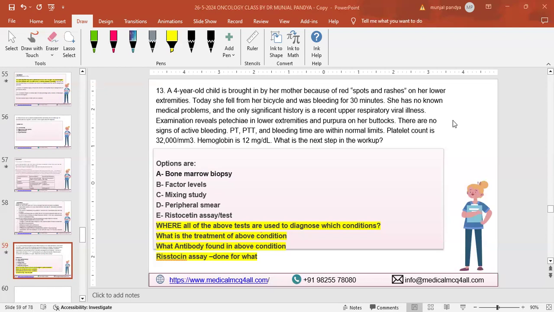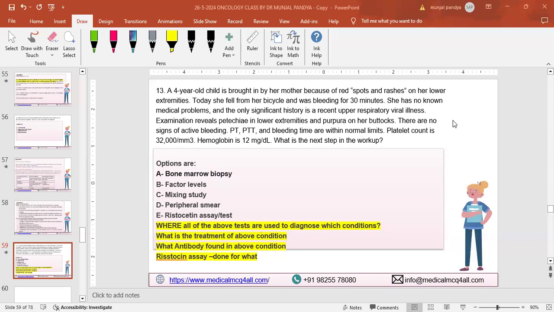What will you do? ITP. You are absolutely right. You're going well. You understand the logic well. So when you think that there should be ITP, what will you do first? What's in your mind and why?